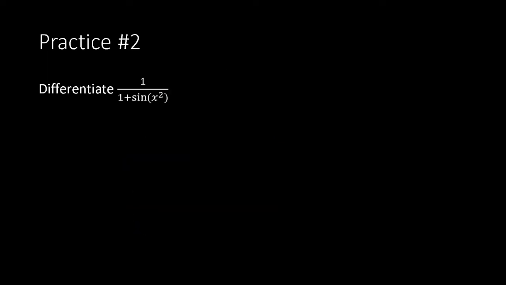Okay, now we have 1 over 1 plus sine of x squared. Again, we're going to write 1 plus sine of x squared to the negative first power. Again, we're just going to bring the power to the front: negative 1 plus sine of x squared to the negative 2 power, because we just subtracted 1 from this power. Then what's the derivative of the inside? Well, we have sine of x squared, so that's going to be cosine of x squared.